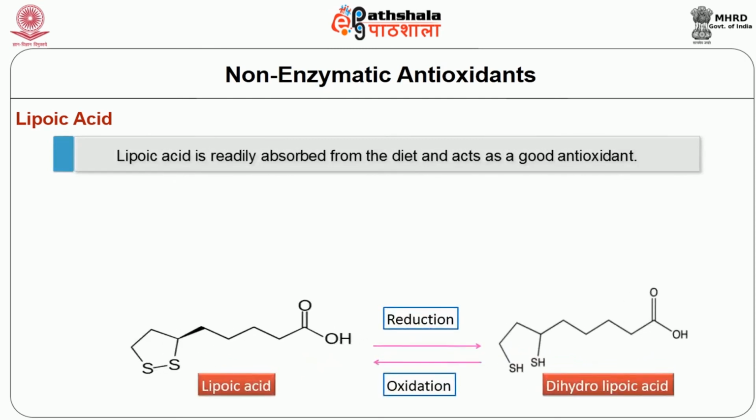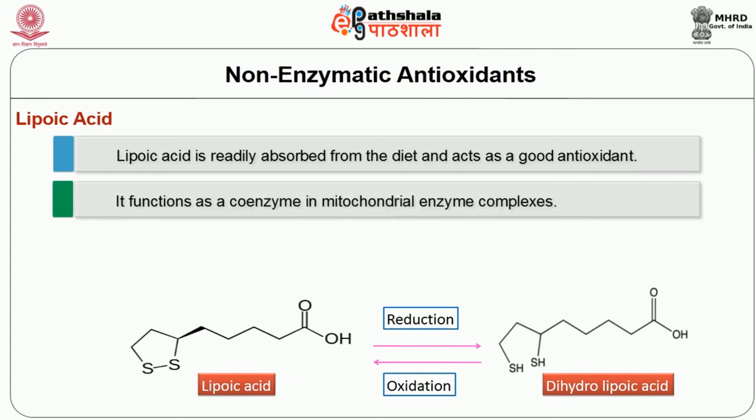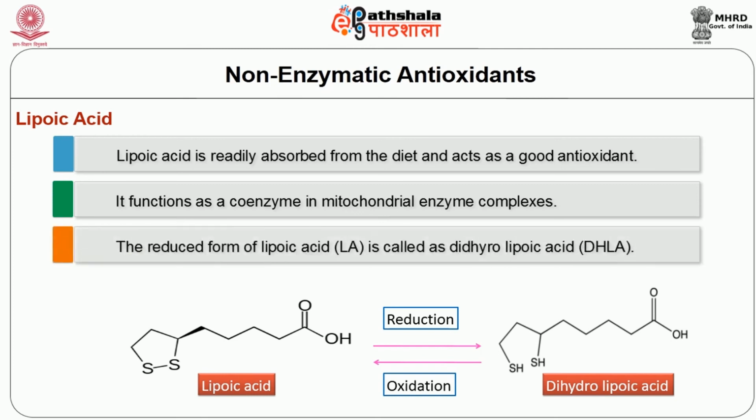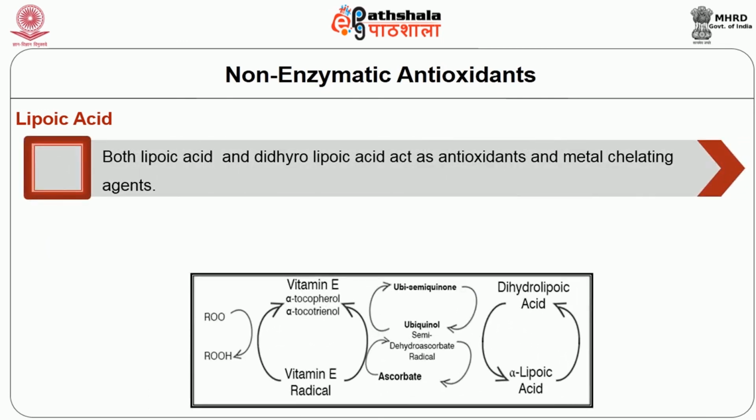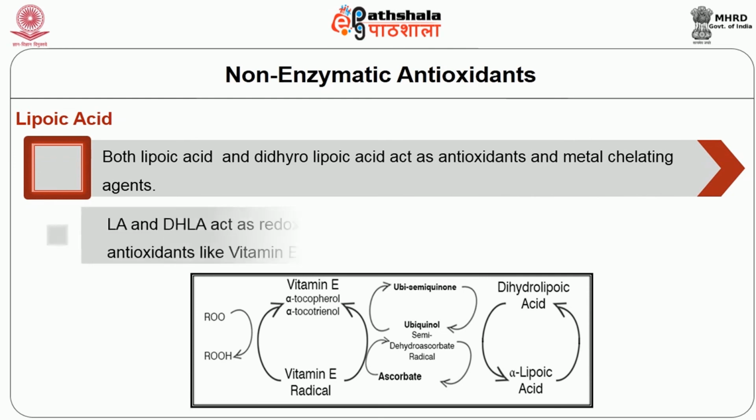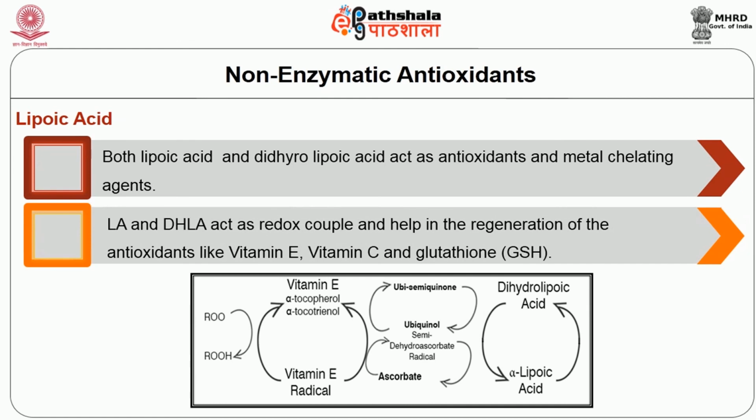Lipoic acid is readily absorbed from the diet and acts as a good antioxidant. It functions as a coenzyme in mitochondrial enzyme complexes. The reduced form of lipoic acid, LA, is called dihydrolipoic acid, DHLA. Both lipoic acid and dihydrolipoic acid act as antioxidants and metal chelating agents. Lipoic acid and dihydrolipoic acid act as a redox couple and help in the regeneration of antioxidants like vitamin E, vitamin C, and glutathione.